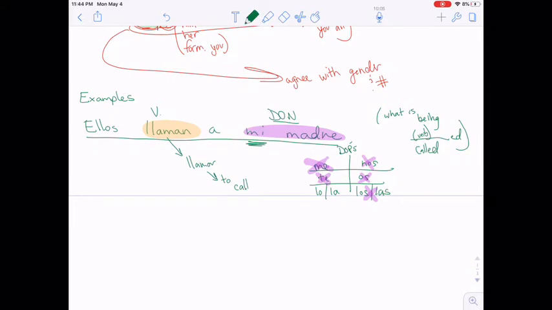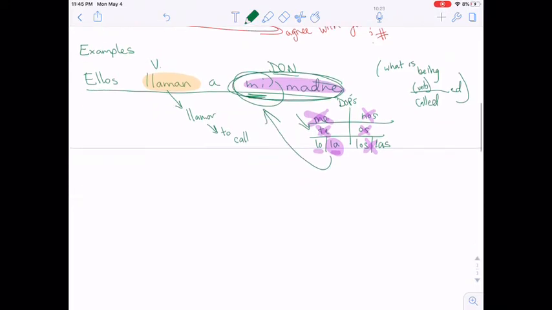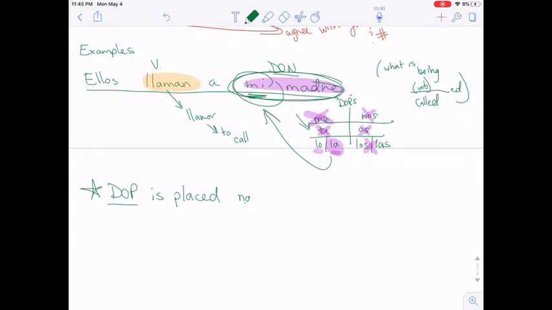So what's the verb? If you said llaman, you're right. Good job. Woohoo. That's the verb. So we could ask ourselves that question: what is being called? Okay. So you need to put the verb in the blank. If you don't know what llamar means, it means to call.